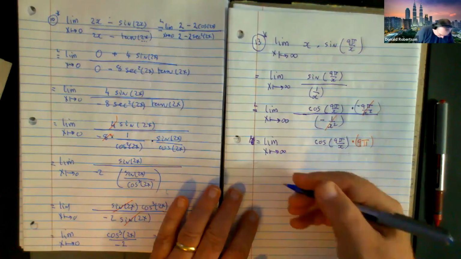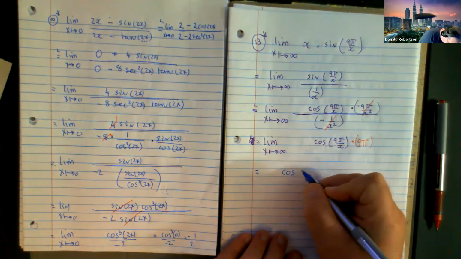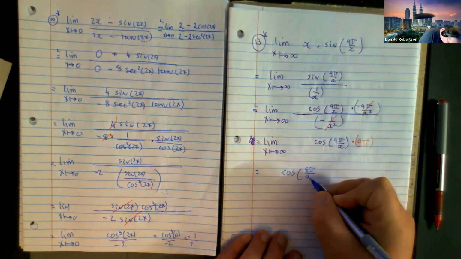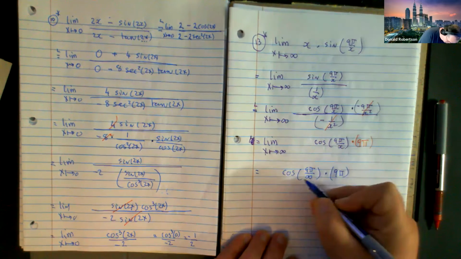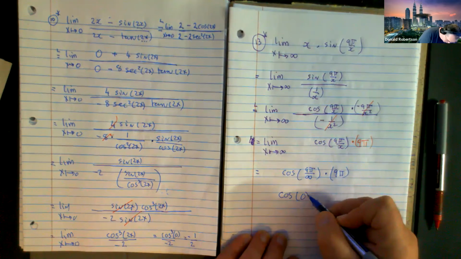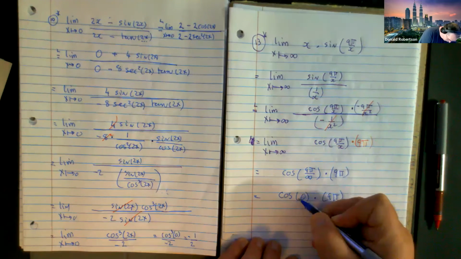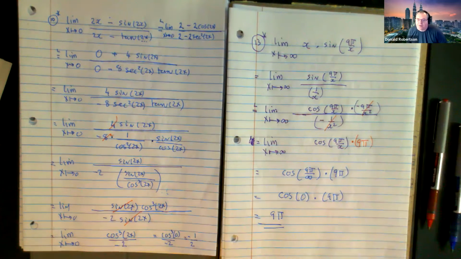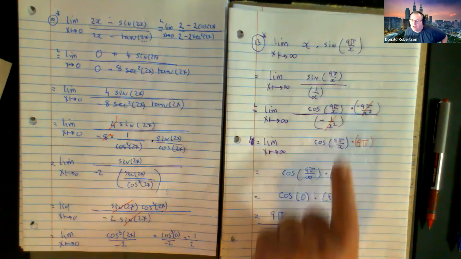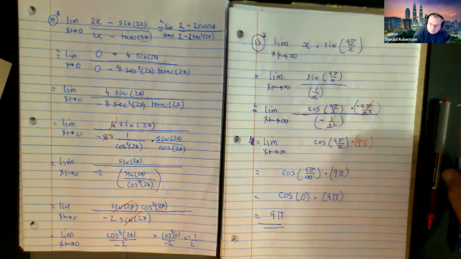Well, I don't need to do L'Hopital. I can plug in infinity. Well, I have the cosine of 9 pi over infinity times 9 pi. Well, that's the cosine of 0 times 9 pi. That's 1. So 1 times 9 pi. There's your answer. The limit of this fella is 9 pi. Looking good?